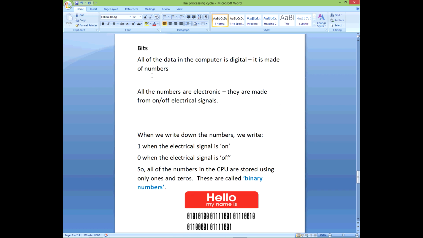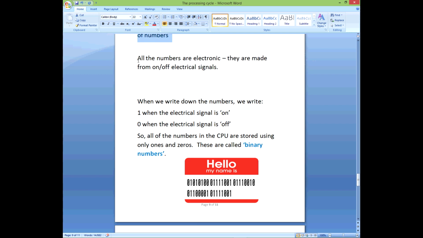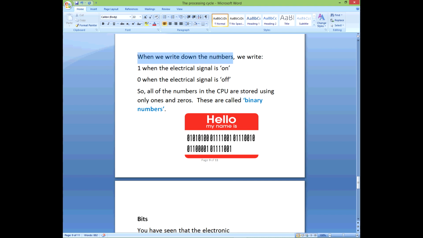Bits. What are bits? All of the data in the computer is digital. It is made up of numbers. We said that two times already. All the numbers are electronic. They are made from on-off electrical signals, dealing with that same ones and zeros thing. When we write down the numbers, we write 1 when the electrical signal is on, 0 when the electrical signal is off. So all the numbers in the CPU are stored using only ones and zeros. These are called, and I've said it twice already, binary numbers.